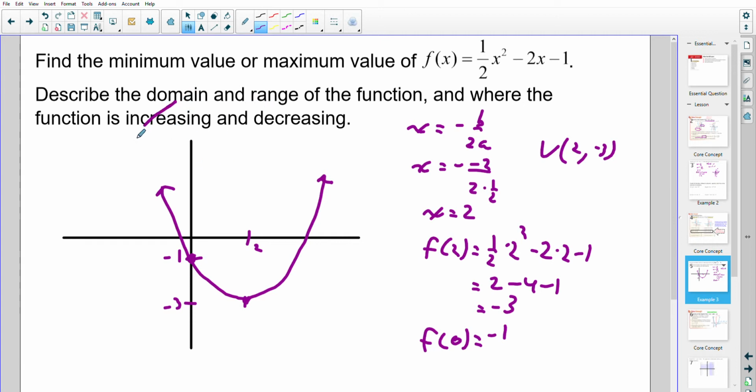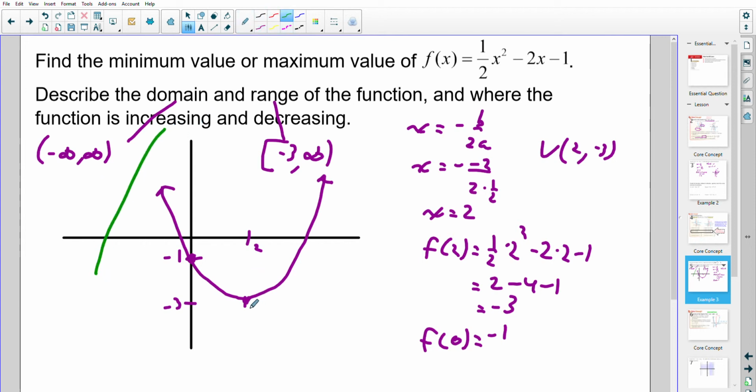Let's start with the domain. Domain, all possible x's, that's going to be from negative infinity to positive infinity. The range is going to be the y's that are covered. That's going to include -3 to positive infinity. As you go up, all those points are included. And then let's see, increasing and decreasing.